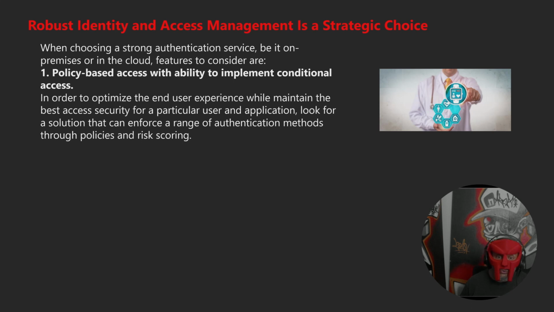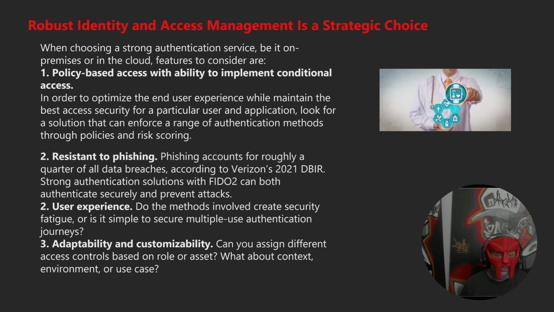Now, in order to optimize the end-user experience while maintaining the best access security for a particular user and application, look for a solution that can enforce a range of authentication methods through policies and risk scoring. Two, resistant to phishing. Phishing accounts for roughly a quarter of all data breaches, according to Verizon's 2021 DBIR. Strong authentication solutions with FIDO2 can both authenticate securely and prevent attacks. Three, user experience. Do the methods involved create security fatigue, or is it simple to secure multiple user authentication journeys? And then adaptability and customizability. Can you assign different access controls based on role or asset? What about context, environment or use case?